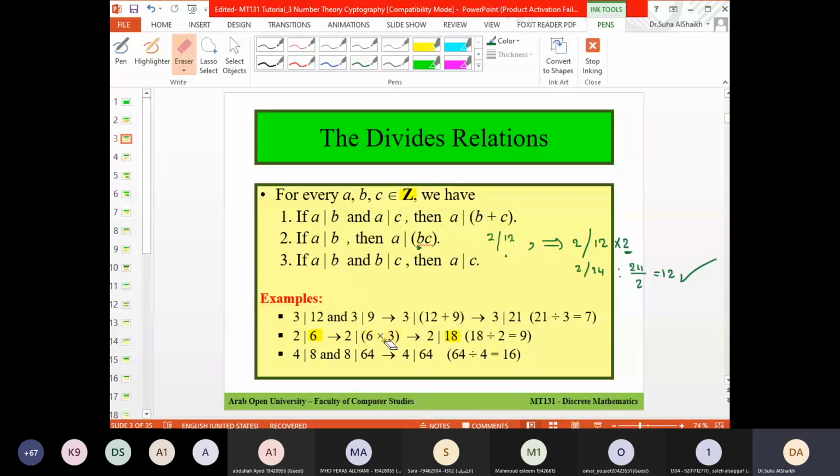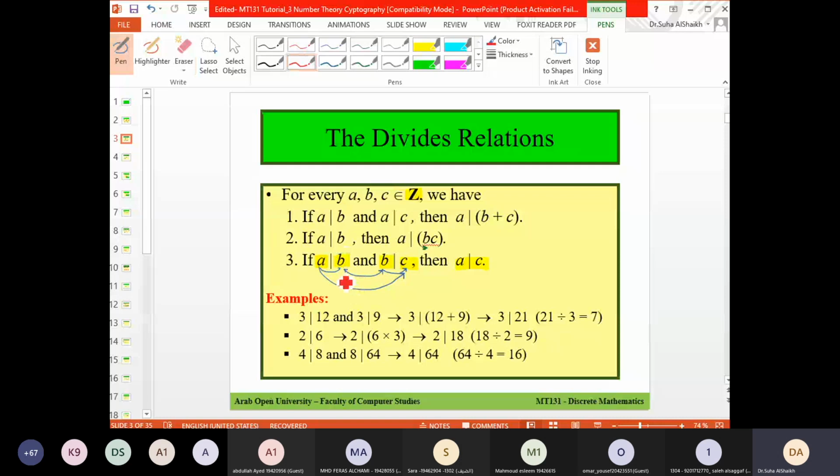طيب. Let's check number 3. If A divides B, and B divides C, then A divides C. Can you see what's happening هنا? ال A تقسم ال B وال B نفسها قاعدة تقسم C. What do you think? معناها ال A will divide the C. We can jump.